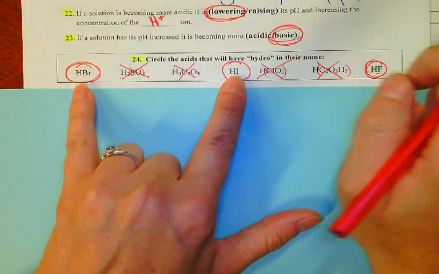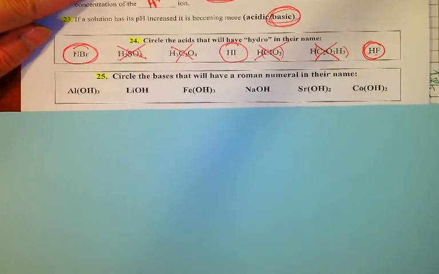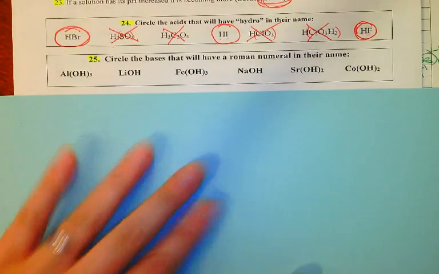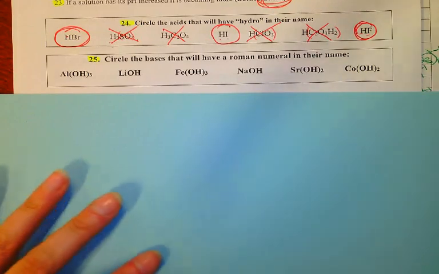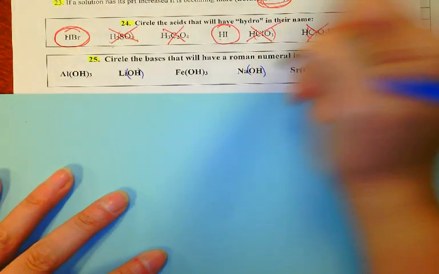Looking at number 25, this is Roman numeral review. The first thing I want to do is go back and put in parentheses. There are no parentheses around these OHs, but they're all hydroxides. So circle the bases that are going to have Roman numerals in their names. I'm going to see if I can get all of this on the screen at once.